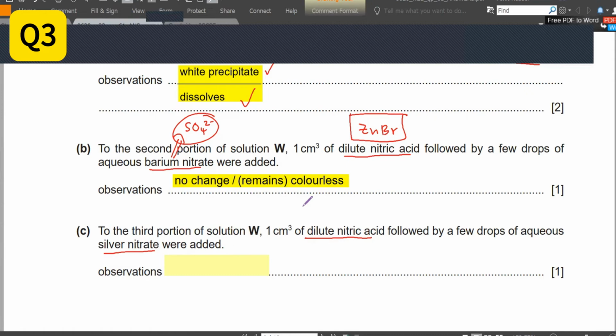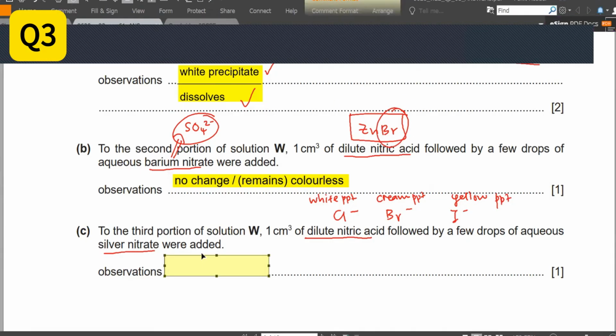This is straightforward. We know this is a test for halides: chloride, bromide, iodide. If we have chloride, we get a white precipitate, bromide, a green precipitate, iodide, a yellow precipitate. Here we have bromide, very straightforward. We expect to have a green precipitate. Okay, no problem.